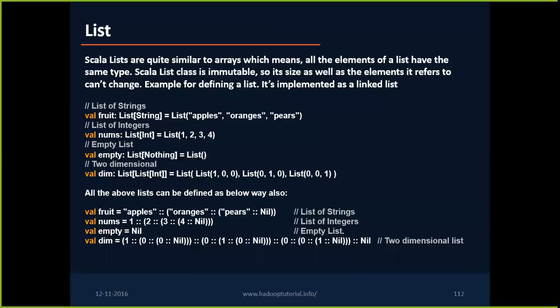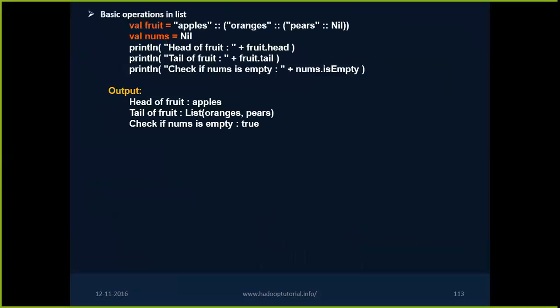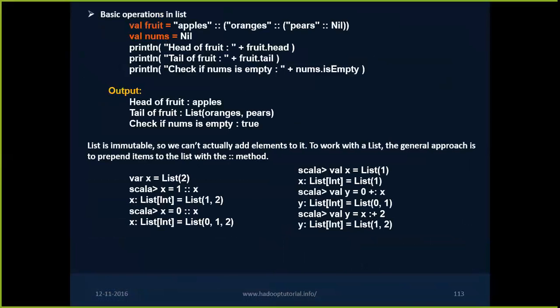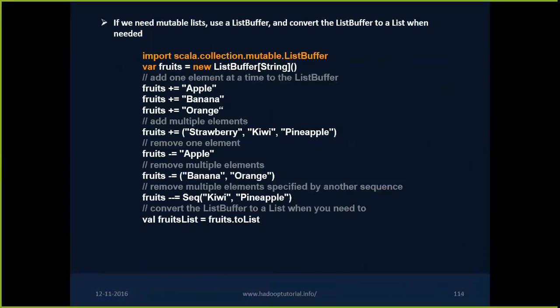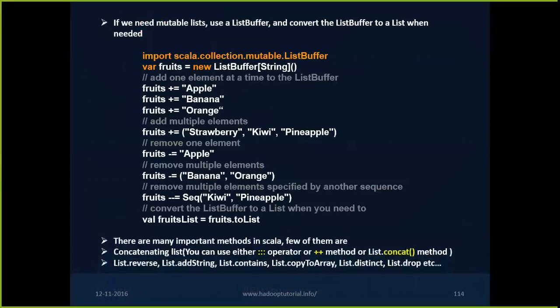And in every collection, we have two flavors. One is a mutable version, and the second one is an immutable flavor. Mutable ones are available in the scala.collection.mutable package, and immutable ones are available in the scala.collection.immutable package.